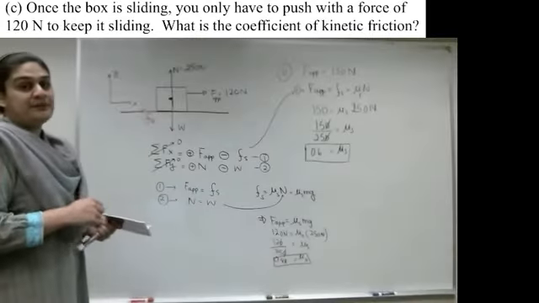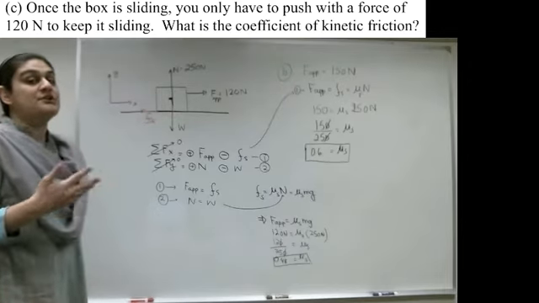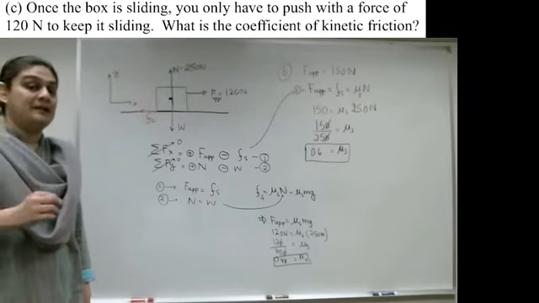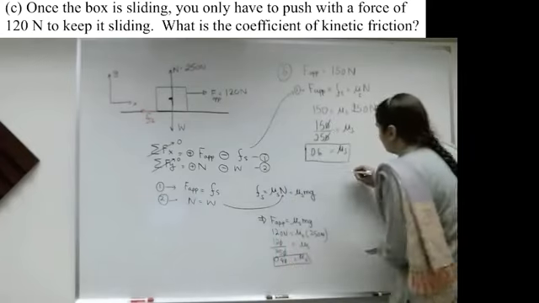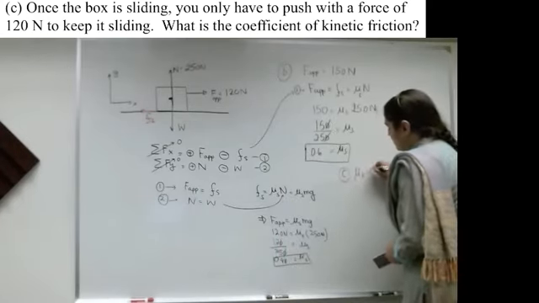Now for part C. It says once the box is sliding, you only have to push it with a force of 120 newtons to keep it sliding. What is the coefficient of kinetic friction at that point? Now, part C is saying that now we are looking for kinetic friction. So we are looking for mu K.